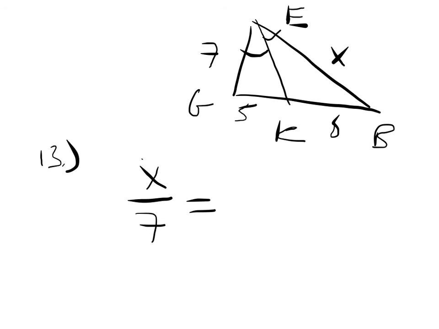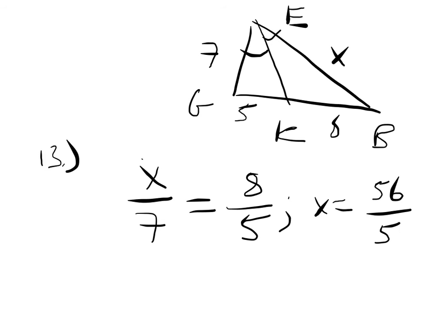X to 7 equals 8 to 5. And then go ahead and multiply each side by 7. And there's no common factors between 5 and 7. So x is going to equal 56 fifths. And that fraction is in simplest form.